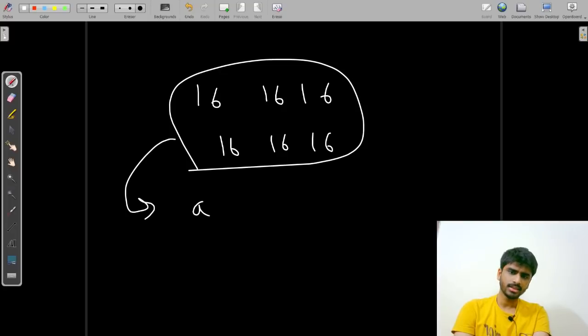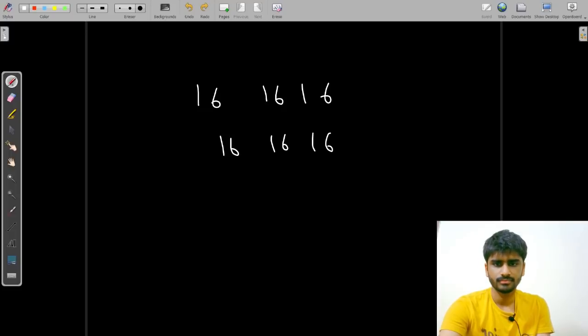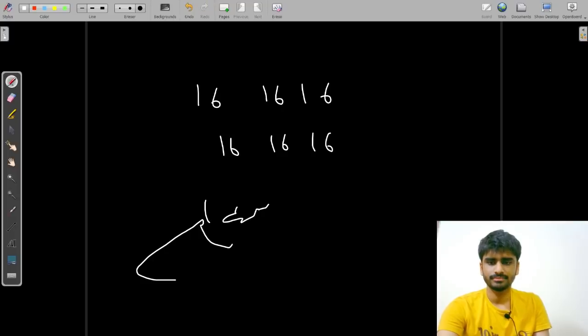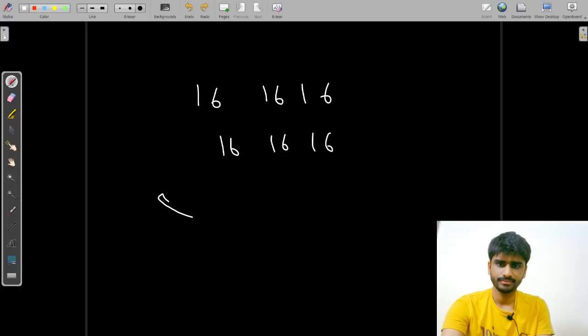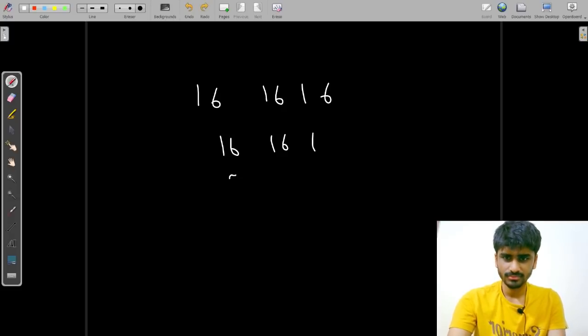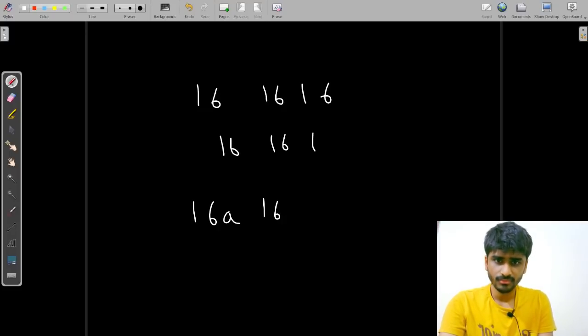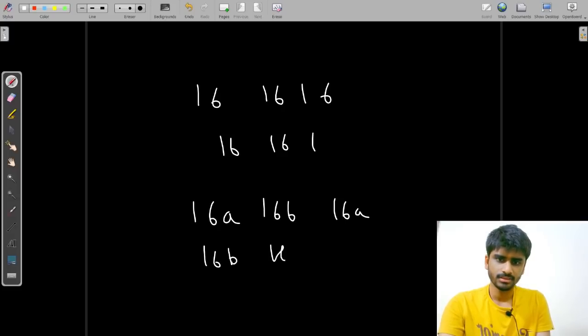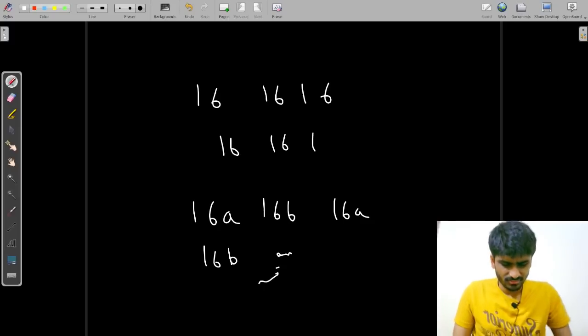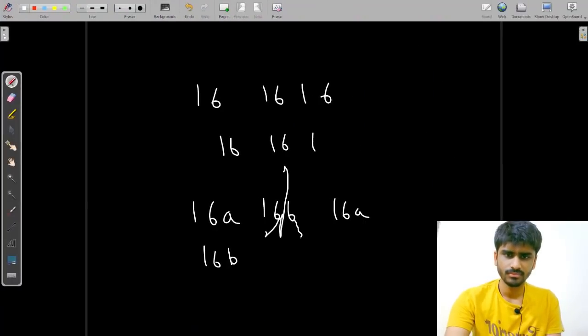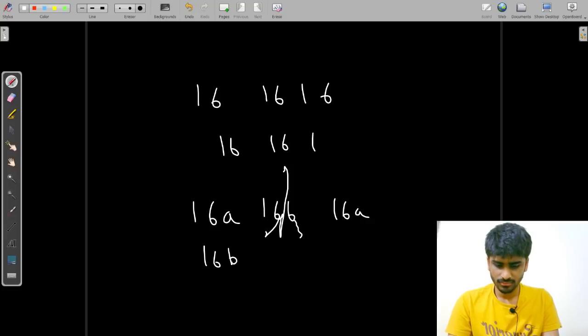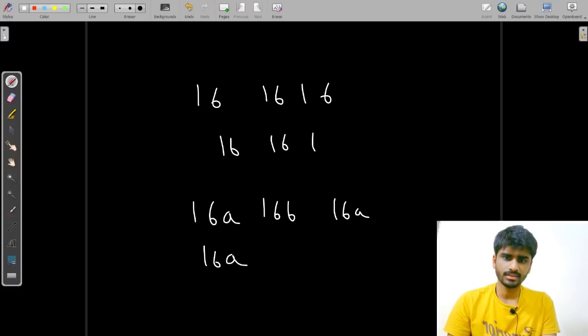Maybe we can just make 16a and 16b and so on. So we can make 16a, and 16b, and then again 16a, then again 16b. What's wrong with this? Yeah, 16b and 16a and 16b and so on.